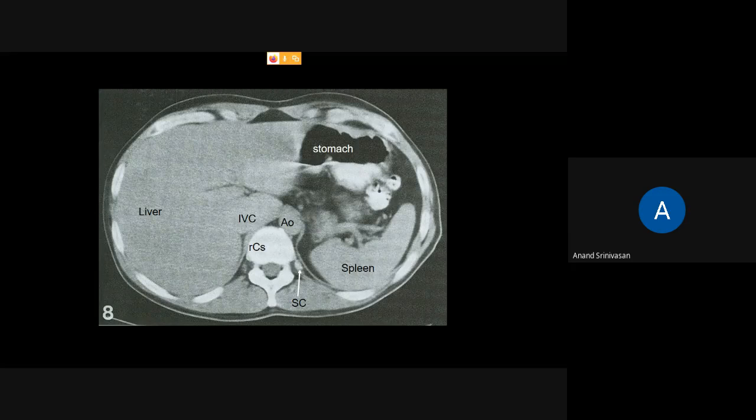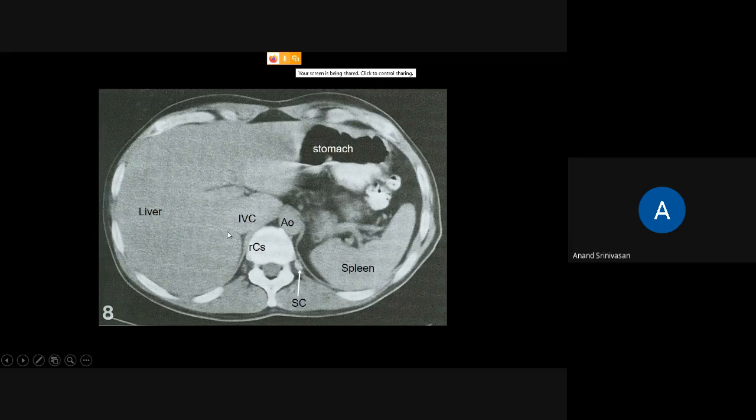Okay, it's mostly for accessory gastrointestinal structures and to look for if there are any metastasis. So this is a CT scan, and here you can see the liver, and this is the stomach. Imagine this is a cross section.